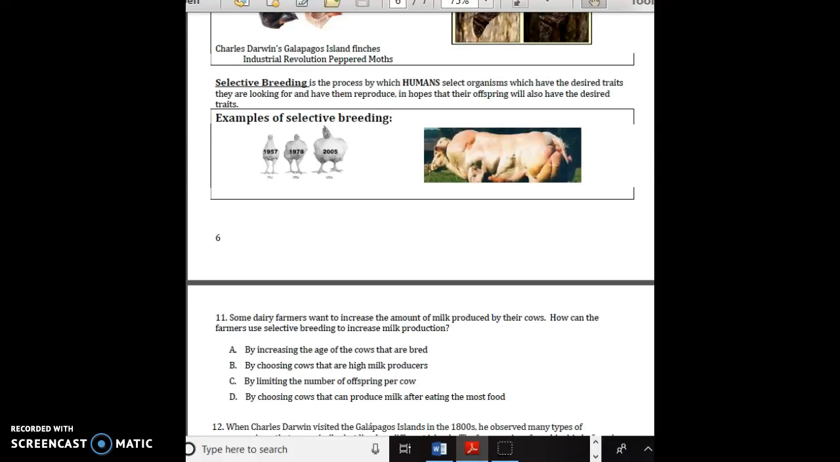Alright guys, so now we're going to talk about selective breeding. Selective breeding is the process by which humans, that's the huge key word right there, select organisms which have the desired traits they're looking for and have them reproduce, in hopes that their offspring will also have that desired trait.